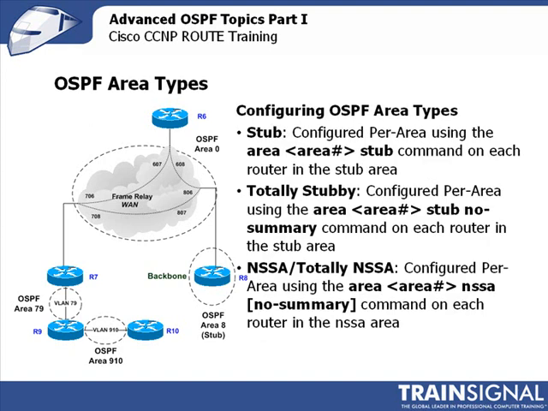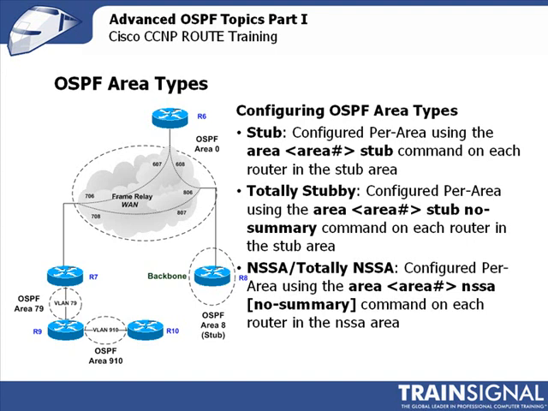Configuring these types of areas is fairly straightforward. For stub areas, it's configured on a per area basis using the area number stub command. In this case, in our router 8, it would be under the OSPF routing process, area 8 stub, and that would be it. Now, if there are multiple routers in the stub area, they all have to have this statement in there or our neighbor relationships won't form, because remember, the stub area flag has to match.